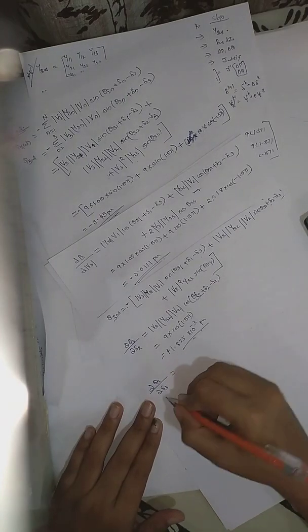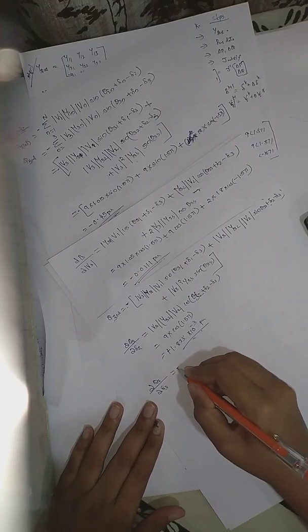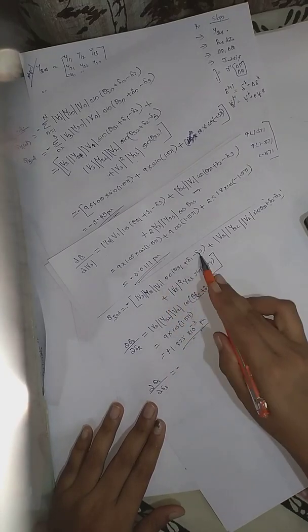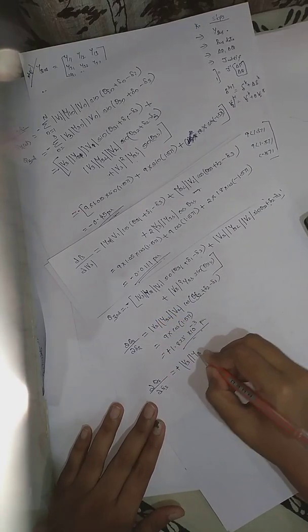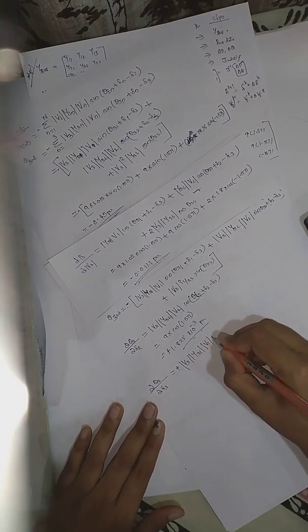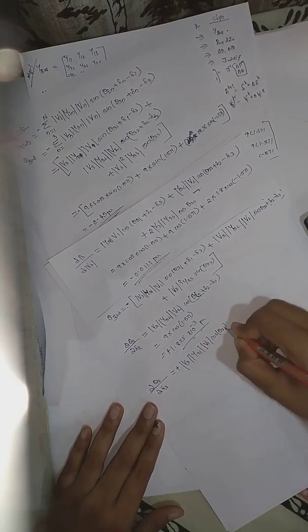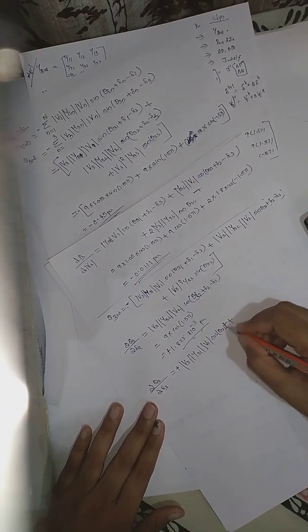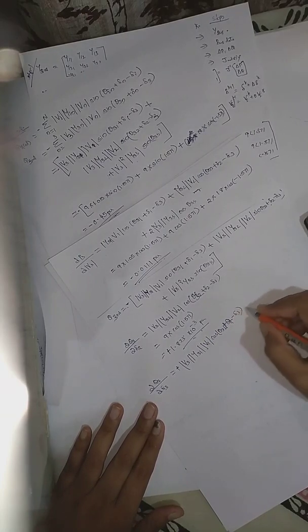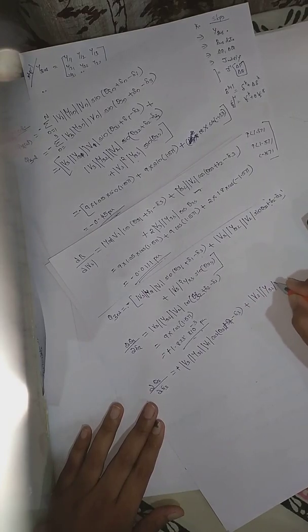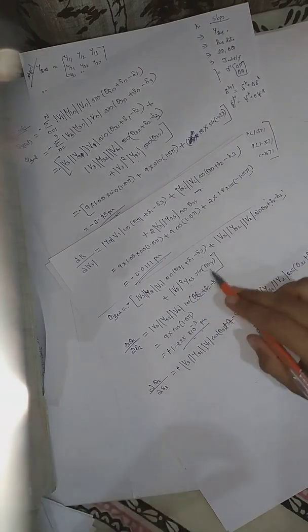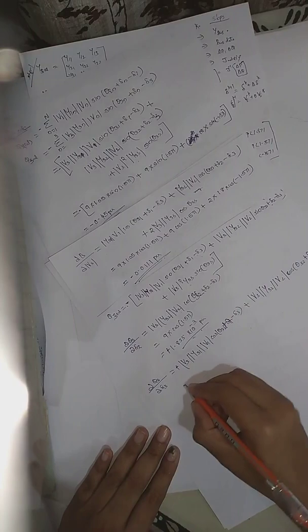Next is ∂Q2/∂δ3. Already one minus value is there. Then this minus δ3, so it will become plus only. Then the value will be V3 Y31 V1 cos(θ31 + δ1 − δ3) plus V3 Y32 V2 cos(θ32 + δ2 − δ3). There is no δ3 here, so we don't need to find it out.